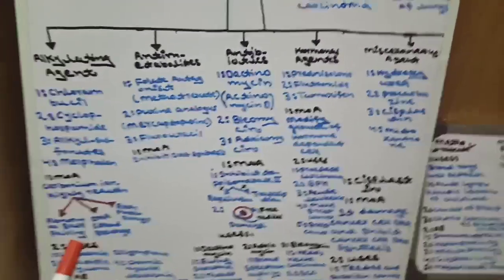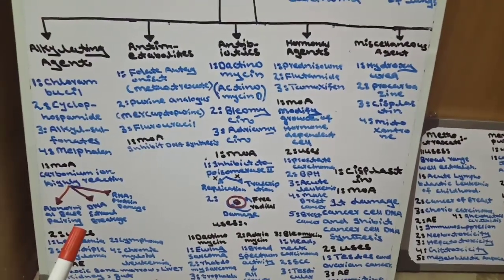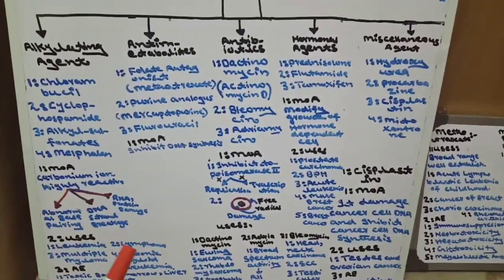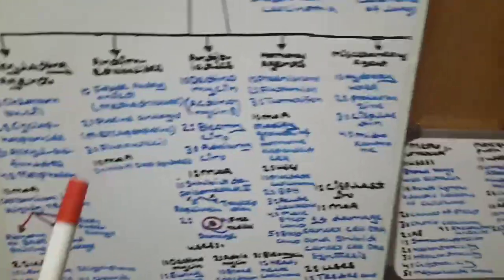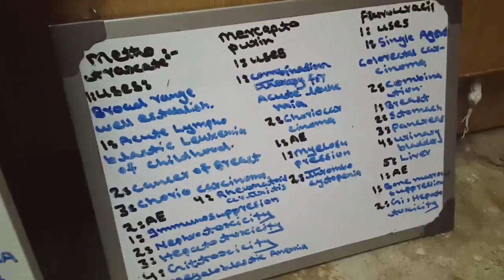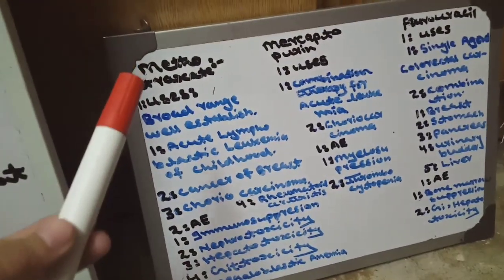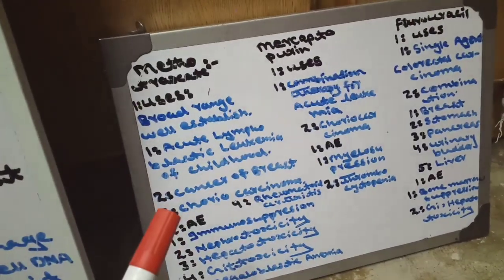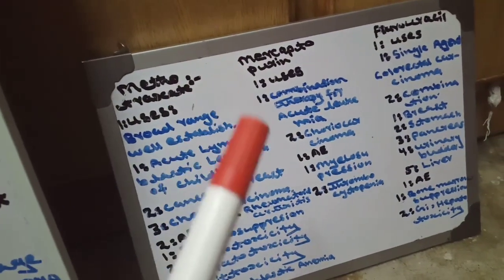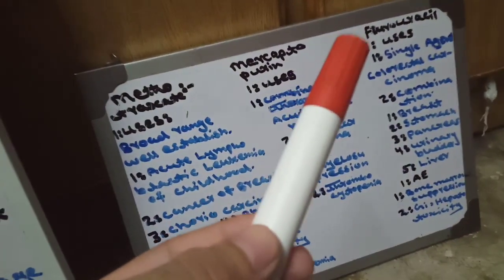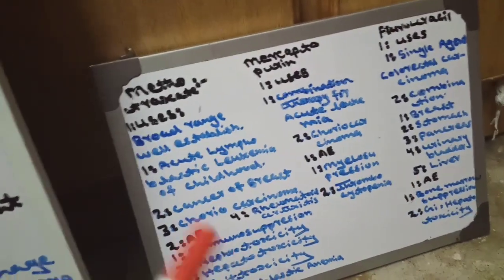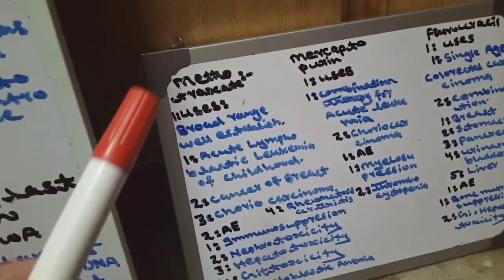Antimetabolites inhibit the DNA synthesis of cancerous cells. Now come to the drug details. The drug details include methotrexate uses and adverse effects, then mercaptopurine uses and adverse effects, and fluorouracil uses and adverse effects. First we start with methotrexate.